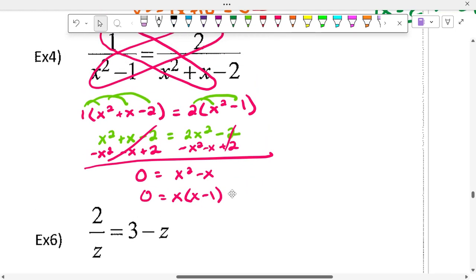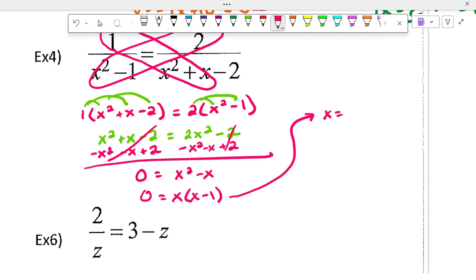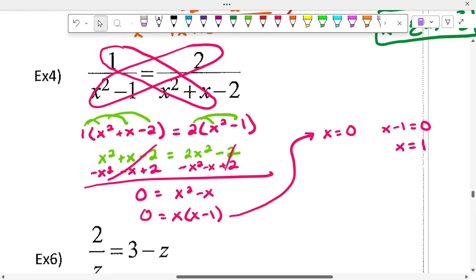Then I would set both of those factors equal to 0. Remember, since the GCF is a variable, we have to set that equal to 0. So x is equal to 0, x minus 1 is equal to 0. That means x has to be either equal to 0 or x is equal to 1. And I need to check both.